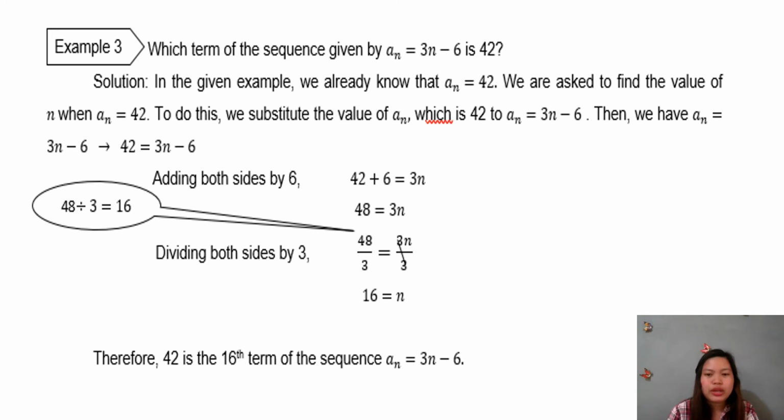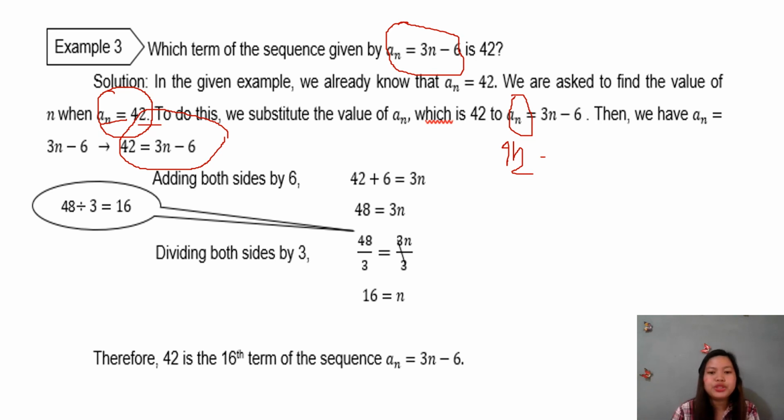So again, since kabaluta, di ba nagbutang ta diri that a sub n equals 42. No? So that only means sa ato formula natay a sub n is equal to 3n minus 6. So since a sub n is equal to 42, so kini siya alisda nato ninang 42. So nahimo na siyang 42 equals 3n minus 6. And since we already have that, then we will solve for n. Again, we will solve for n.